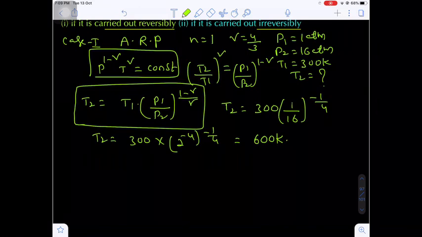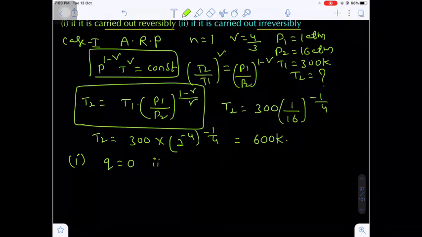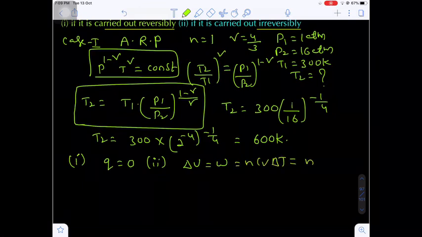Now what do we have to calculate? Q. What is the Q value for the adiabatic process? 0. And the second thing we have to calculate is del U. Del U is nothing but W, which is nothing but nCv delta T.